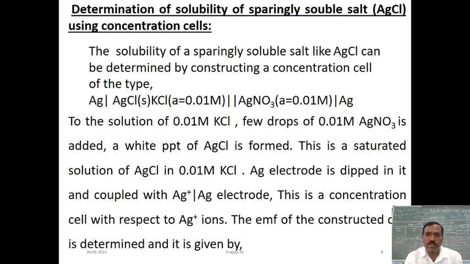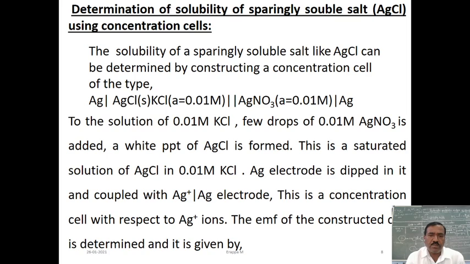The solubility of a sparingly soluble salt like AgCl can be determined by constructing a concentration cell of this type. Ag, solid AgCl, is dipped in KCl solution, its concentration is 0.01 molar. There is a salt bridge. Then Ag is placed in AgNO3, its concentration is 0.01 molar. This is the concentration cell required in order to find out the solubility of the sparingly soluble salt AgCl.